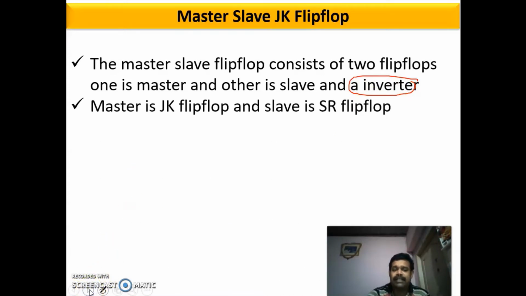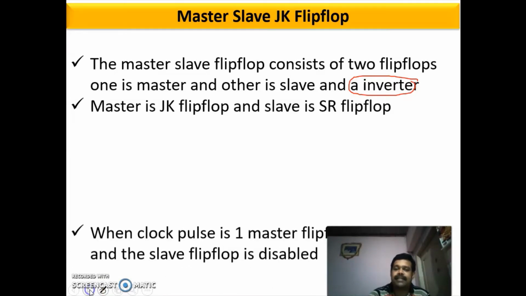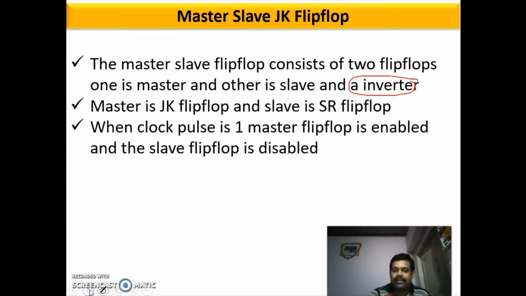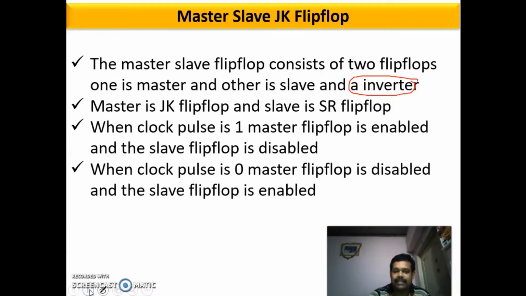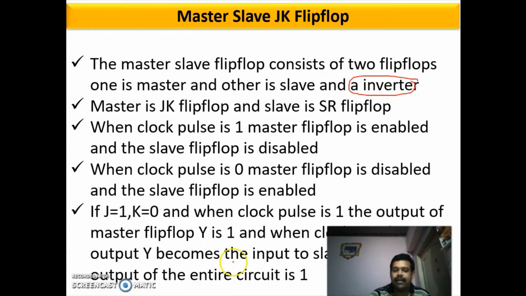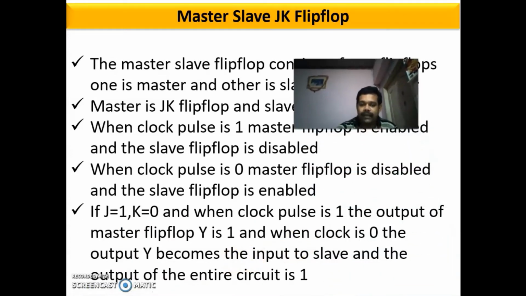Next, master is a JK flip flop and slave is an SR flip flop. When clock pulse is 1, master is enabled and slave is disabled. Similarly, when clock pulse is 0, master is disabled and slave is enabled. When J is equal to 1 and K is equal to 0, and when clock pulse is 1, output of the master flip flop Y is 1.